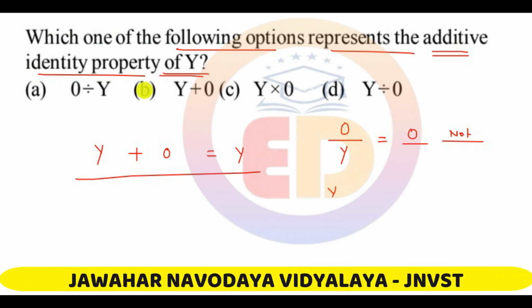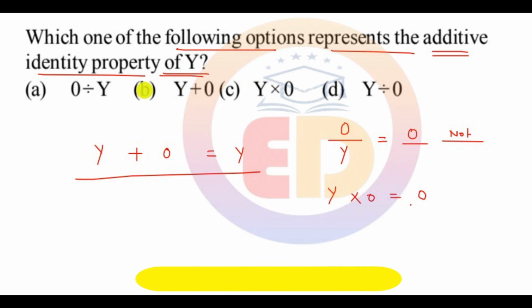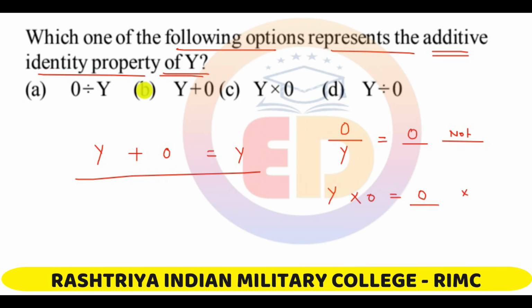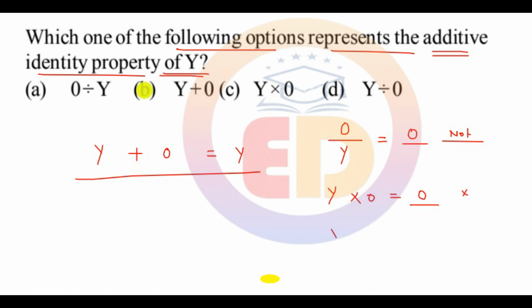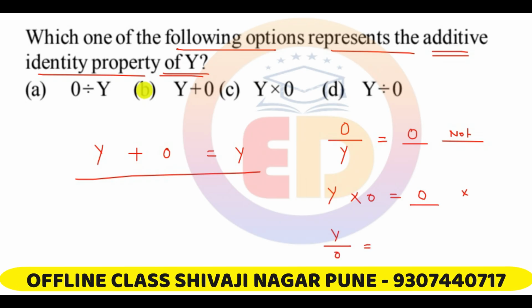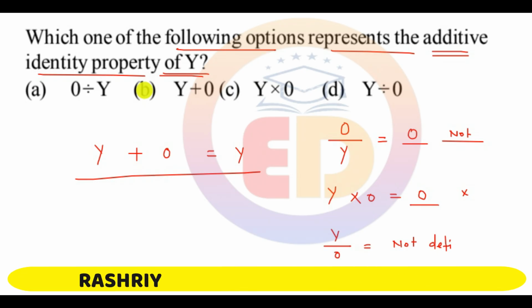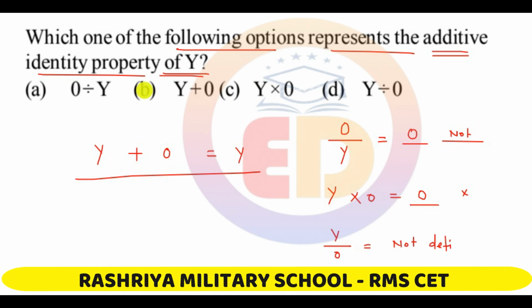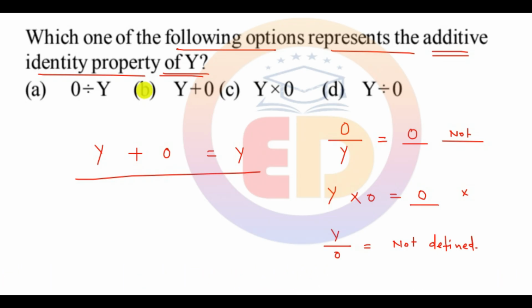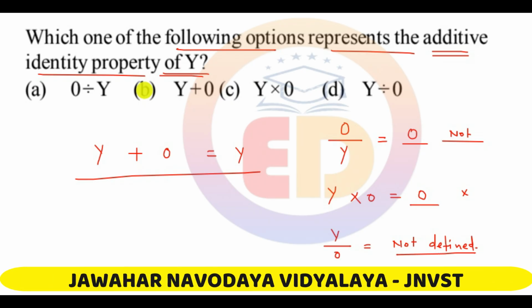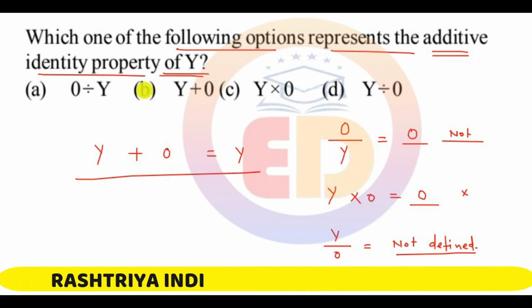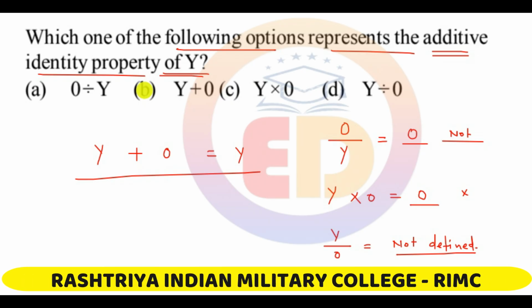Y multiplied by 0 will give me 0. This is the property of 0. It is not the additive identity. Y divided by 0 is not defined. So if you divide any whole number or natural number by 0, the value is not defined. All of the 4 options are very important to understand when you are talking about the concepts of whole numbers. Here our answer is option number B.